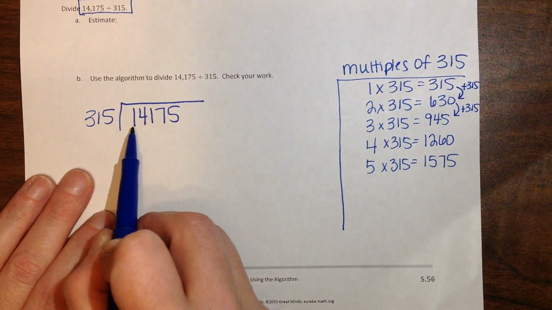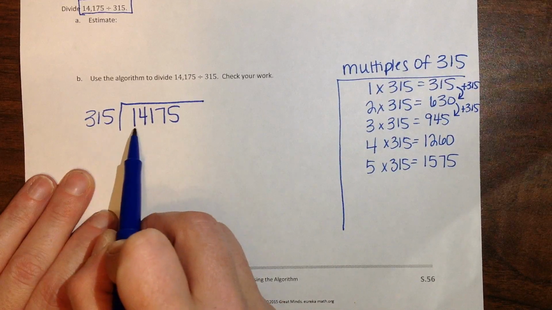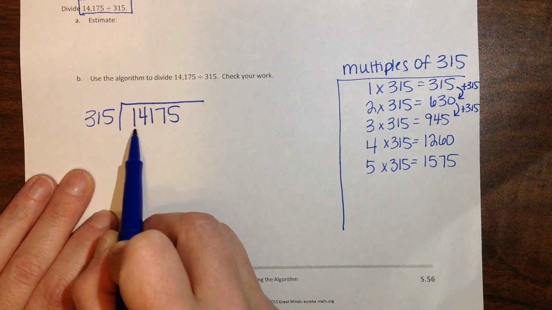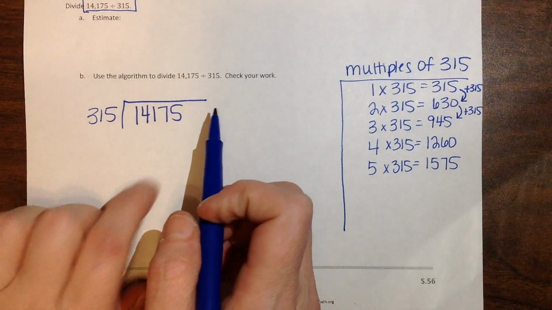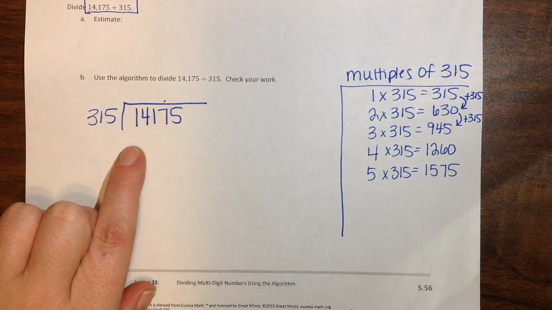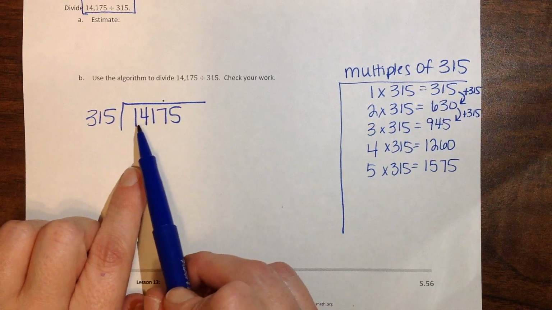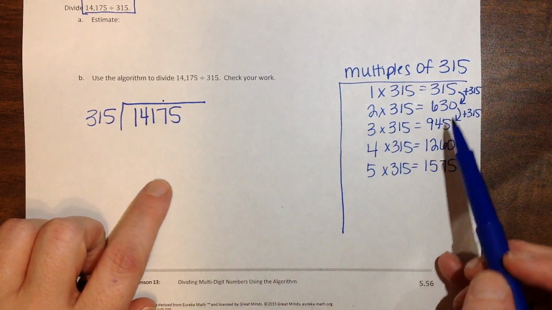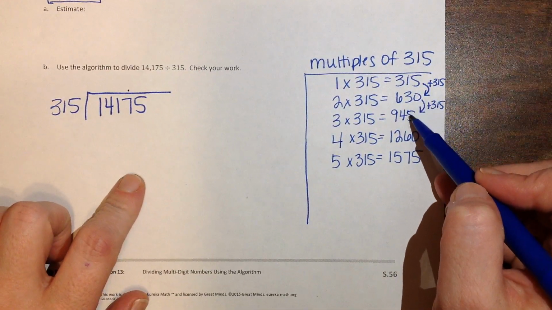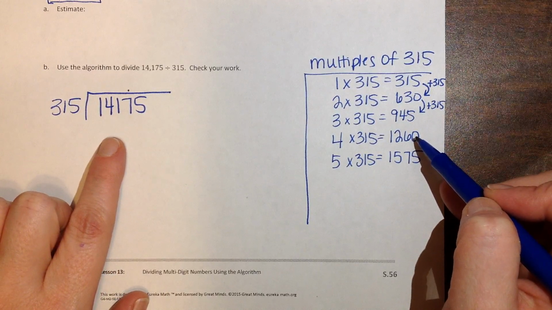315 can't go into 1. 315 can't go into 14. 315 can't go into 141. 315 goes into 1,417. So now we're 4 place values in. So our answer is going to sit above the 7 in the quotient. How many times can 315 go inside 1,417 without going over? So let's go to our table. We want it to not go over 1,417.